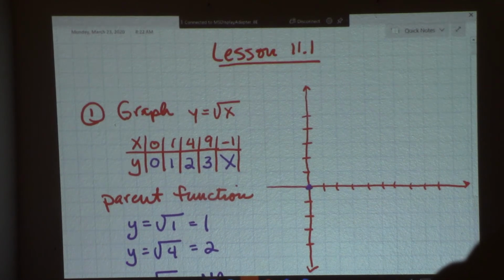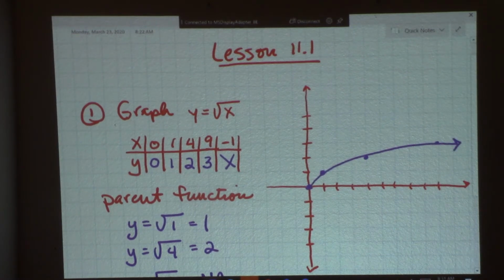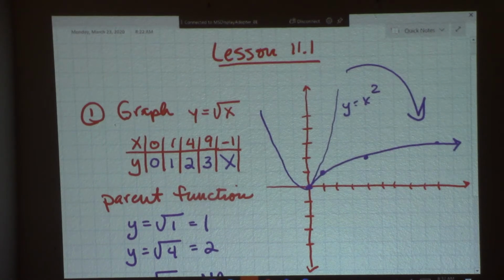So I have 0, 0, 1, 1, 4, 2, and 9, 3. Sorry, I did that backwards. 1, 2, 3, 4, 5, 6, 7, 8, 9, and 3. And I'm going to graph it like a curve. So that is our parent function. And how that compares with a parabola, which is what we had up here, y equals x squared, is that it's turned to the side and we only have the positive half when we don't have any sign there in front of the square root.